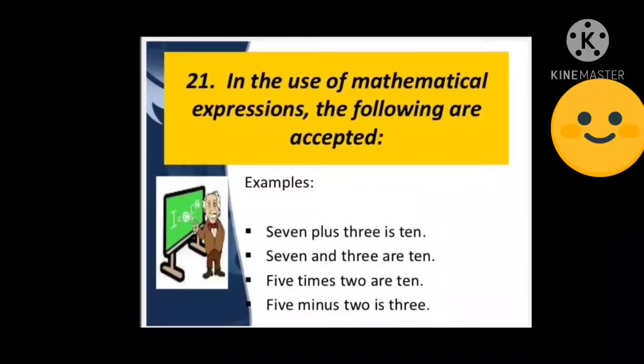Next, rule number 21: in the use of mathematical expressions, the following are accepted. 7 plus 3 is 10, 7 and 3 are 10. Because you used and here, 7 and 3 are two nouns, number names, so are. Okay. 5 times 2, 5 times 2 are 10, 5 minus 2 is 3. If you just combine or link two numbers by any mathematical symbol, plus, minus, into, then we usually go with singular, and if you use and, we may use a plural verb.